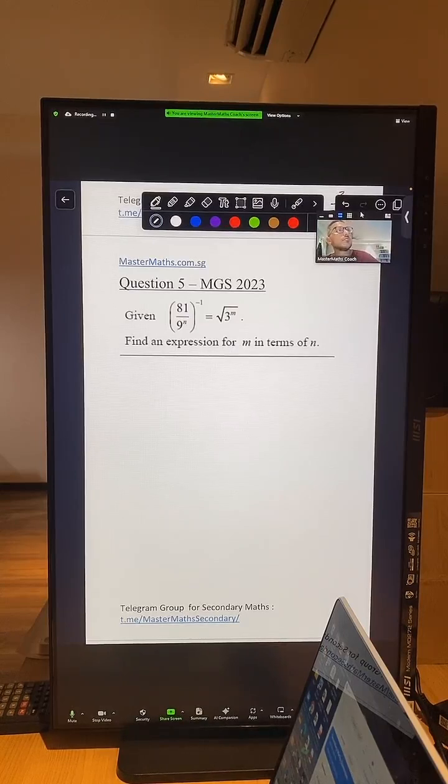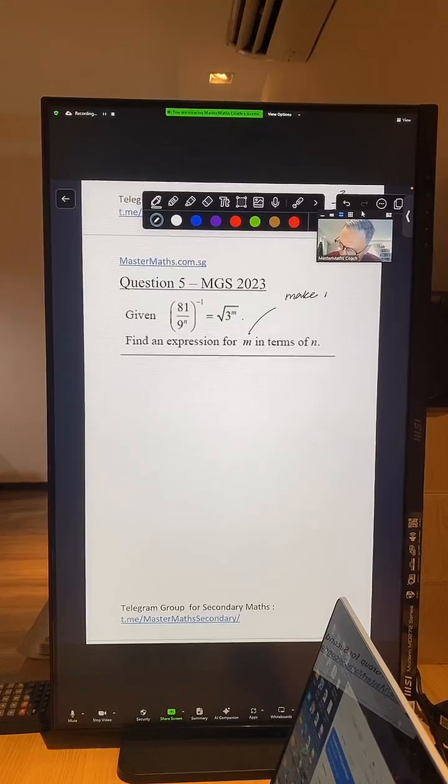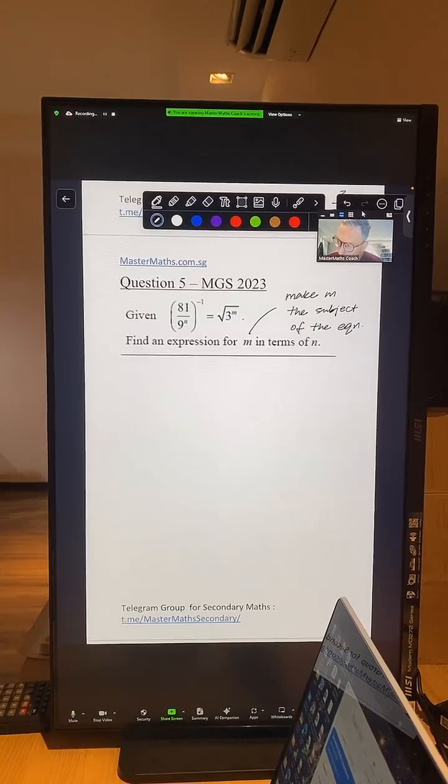So when we say find an expression for m in terms of n, that means m equals to something something something, and the something inside got n. Don't have any m, only n. So you're making m the subject of the equation. Let me write that down. Make m the subject of the equation, EQN, equation. Okay guys, maybe I give you one more minute and then we go through.